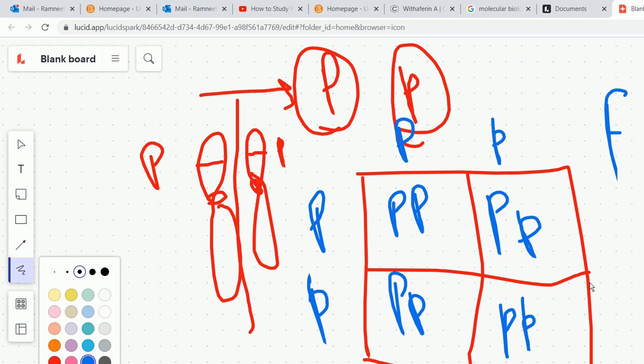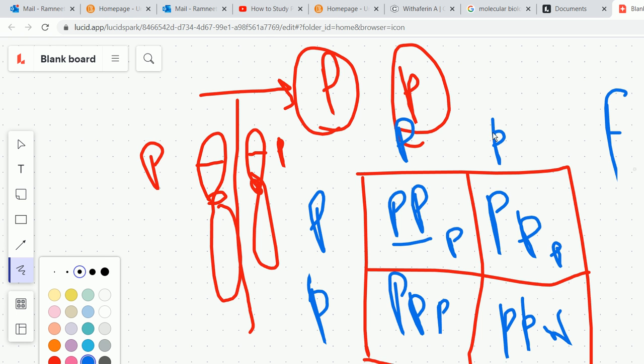Now this plant has both alleles as capital P, so the color is going to be purple. What about this? One is capital P, another is small p. The color is going to be purple. Capital P, small p, the color is going to be purple. For this, both are small p's, so the color is going to be white. So this plant is going to be white. This is going to be purple, purple and purple.